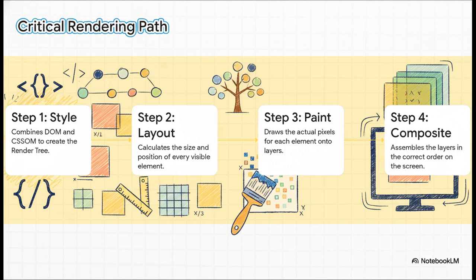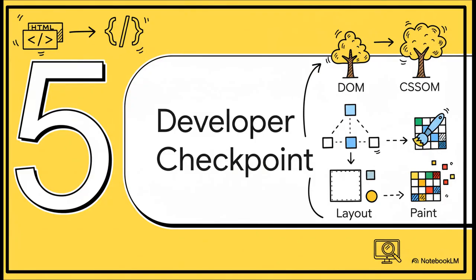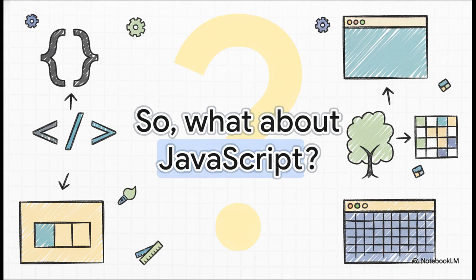Now, understanding this whole process isn't just some academic exercise. It has direct, practical implications for how we write our code. So think of this as a crucial checkpoint on your developer journey. We've covered HTML and CSS, but we've left out a major player here. So what about JavaScript? Where does it fit into this picture? And why is it so often the culprit behind performance issues?